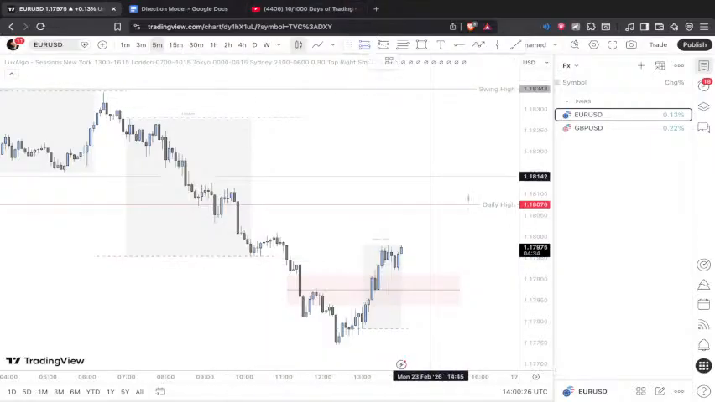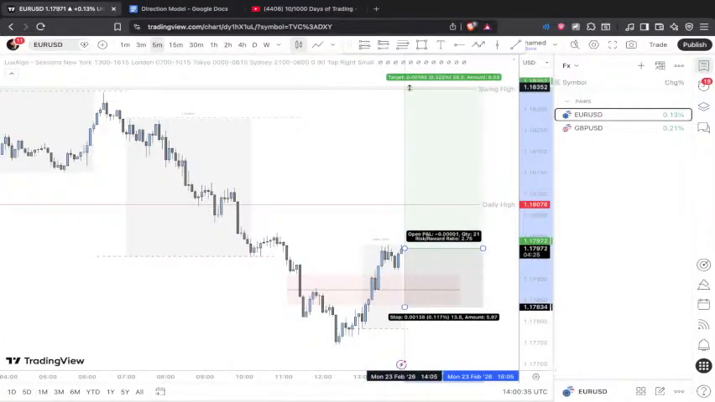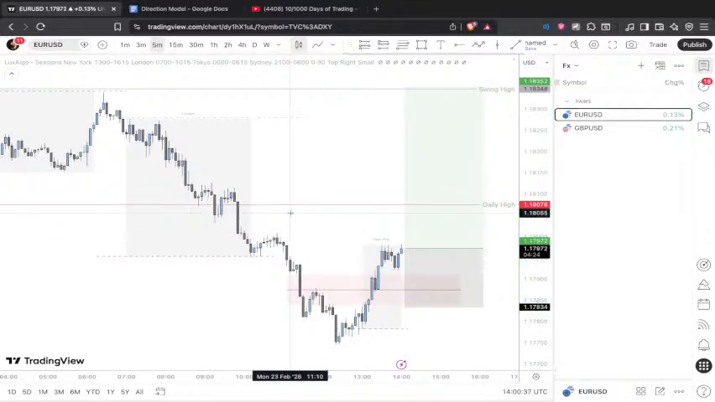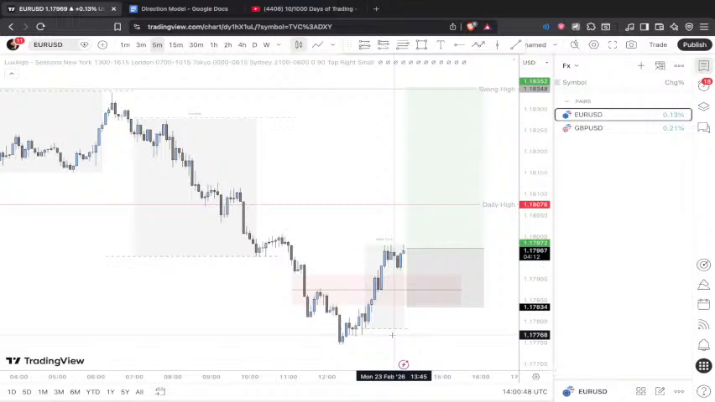Okay, so my initial analysis of this. I want to talk about something really quickly. I want to quickly talk about accumulation versus delivery. Then I'll look at whether this market is accumulating or delivering.